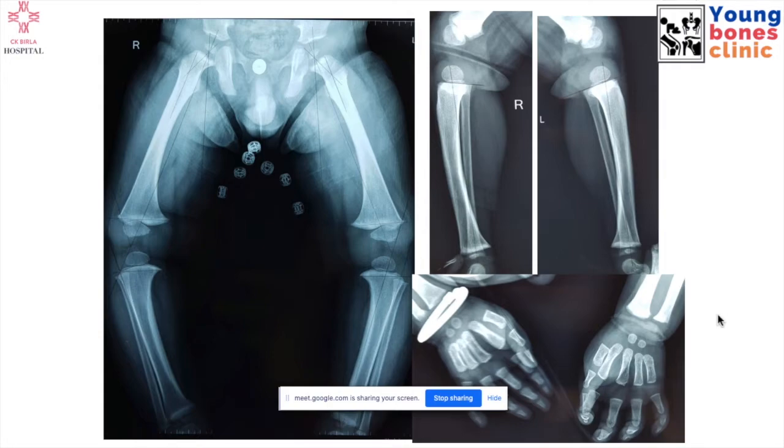What has been seen in these Blount's kids is that they have an advanced bone age. बच्चा 8 to 9 years में रहेगा, लेकिन उसकी bone age शायद 10 to 12 years की है. So these kids mature early. Their bone age is more advanced.